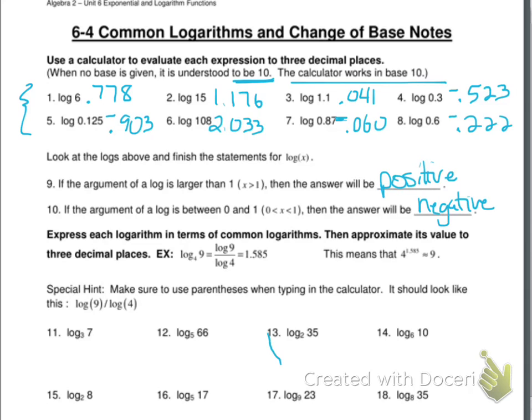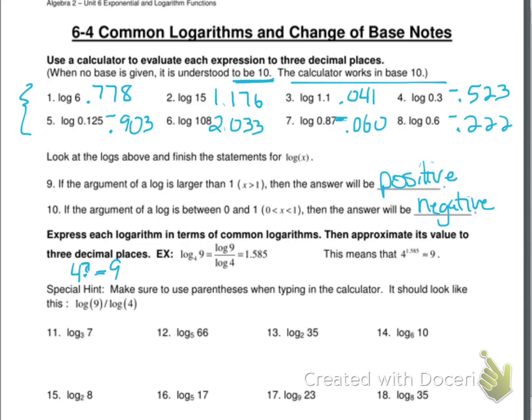Okay, now if our base is not 10 and we want to use our calculator, we have something called the change of base property, or the change of base formula. You take the log of the argument over the log of the base. And this practice problem is log base 4 of 9. So what the question is asking us is 4 to some power equals 9. But we don't know what that power is. So in our calculator, we can type log 9 divided by log 4.